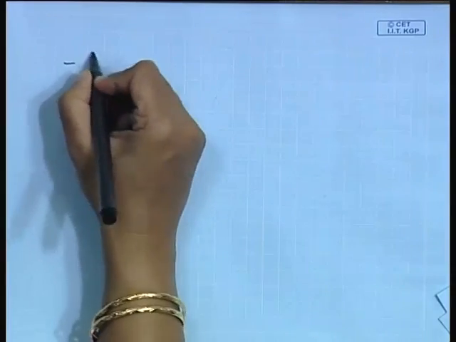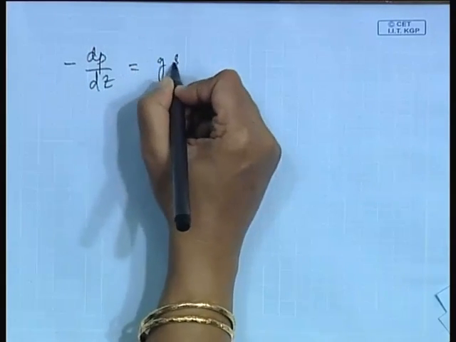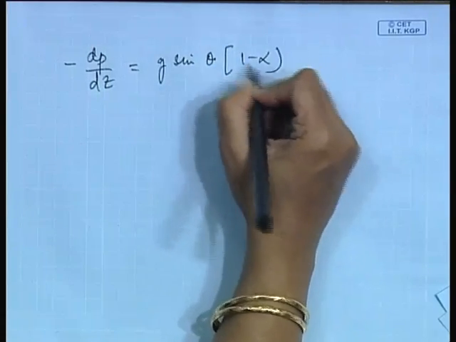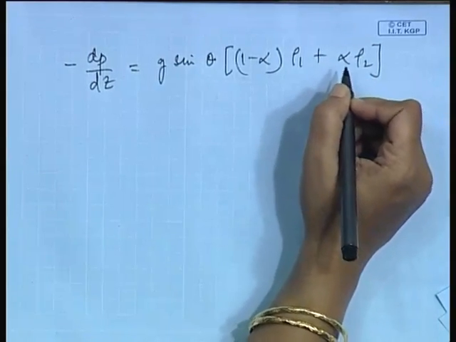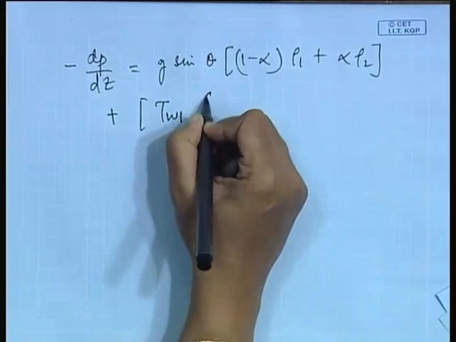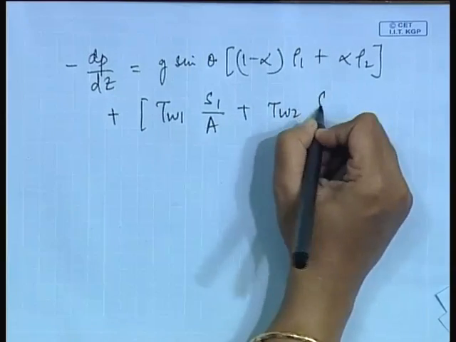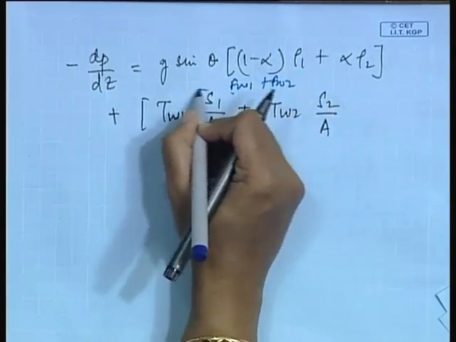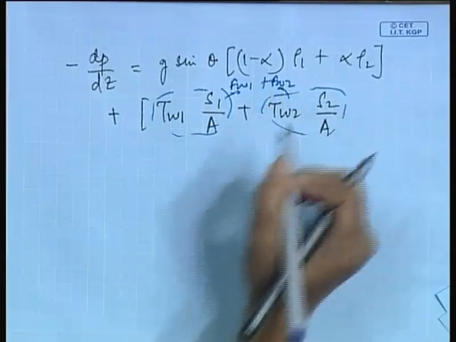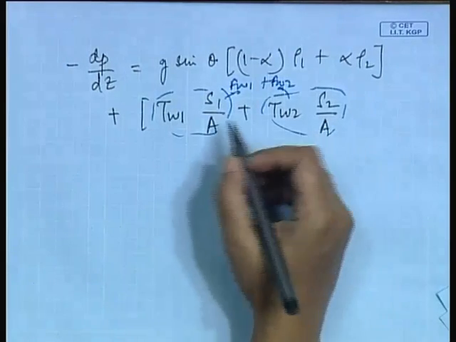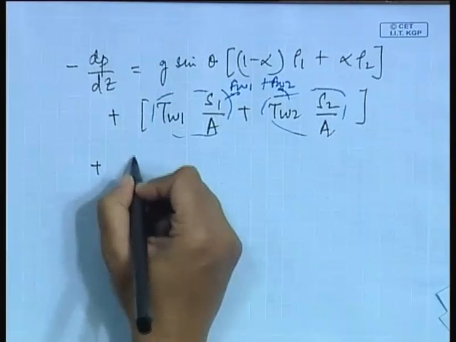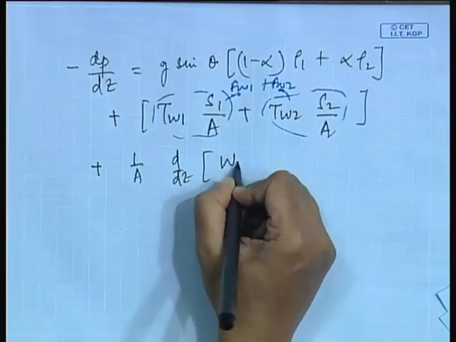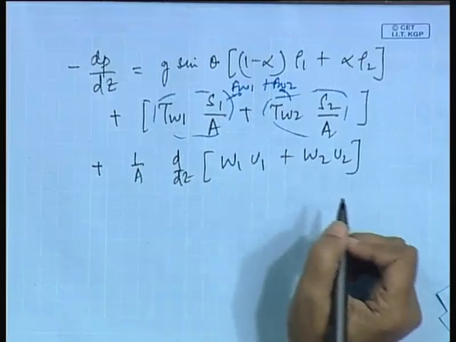Simply do this particular addition, and then the thing which we are going to get is, minus dp/dz equal to g sin theta into (1 minus alpha) rho 1 plus alpha rho 2, or in other words, this is rho_tp, plus tau_w1 S1 by A plus tau_w2 S2 by A. We can also write it down as f_w1 plus f_w2, which denote the interaction of phase 1 and phase 2 with the wall, plus 1 by A d/dz of (W1 u1 plus W2 u2). This is the acceleration pressure gradient.